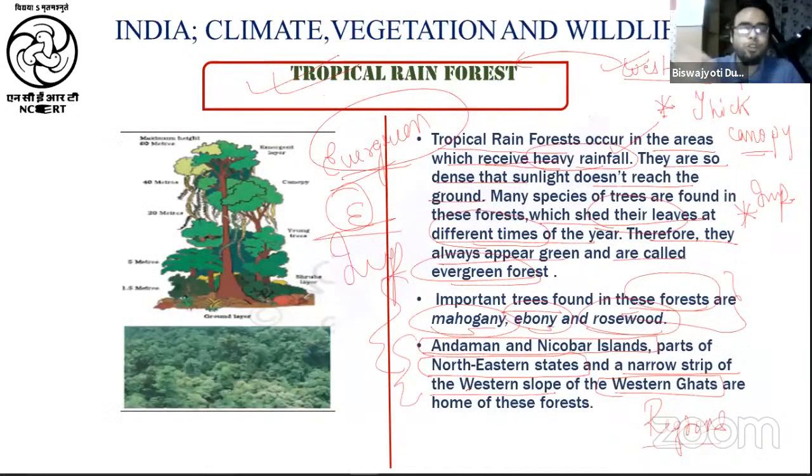For example, we have your tropical rainforest, which is found in those areas having climatic conditions like a good or heavy amount of rainfall, right? And your important trees include your mahogany, ebony, and rosewood, and it appears to be always evergreen because it does not have a particular season to shed its leaf, right? Then areas include your Andaman, Northeast India, as well as your Western Ghat region.